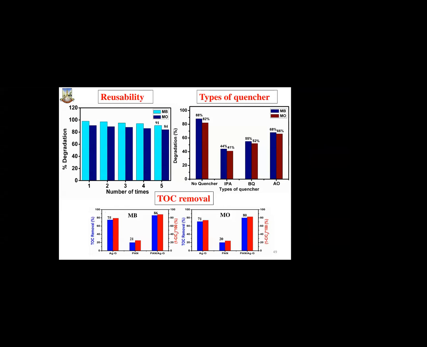Then if you look into this reusability study, we have used this catalyst again up to the 5th cycle. And even at the 5th cycle, degradation of methylene blue is more, up to 91% as compared to methyl orange. And upon using the quencher, it shows 88% degradation in case of methylene blue and 82% in case of methyl orange.